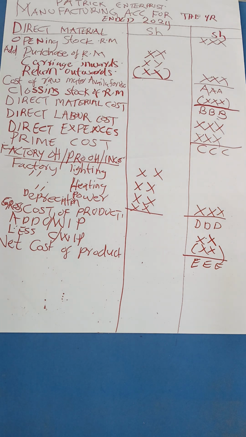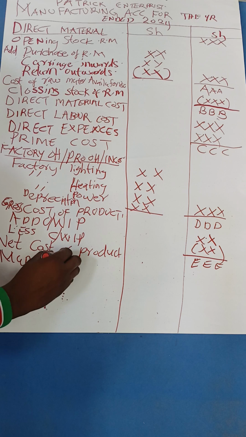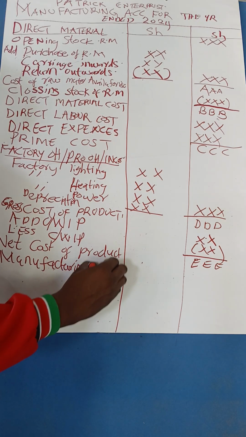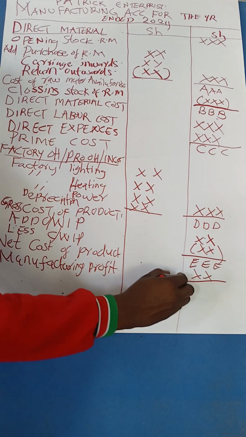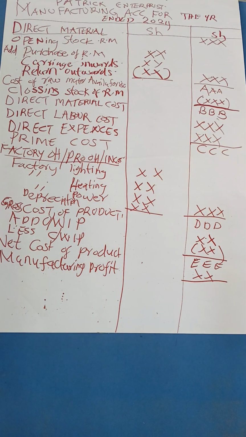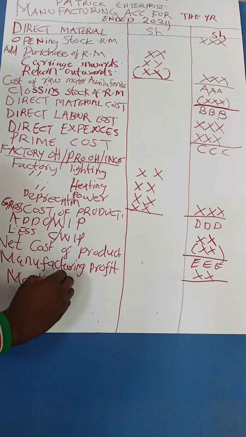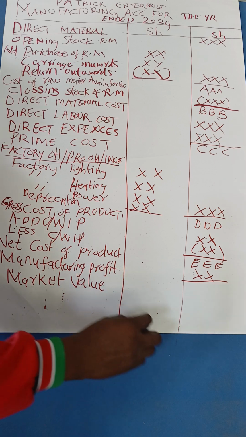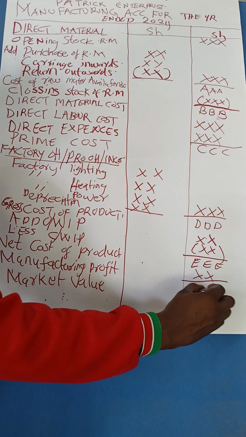Now, what do we do? If you have been given that, just in case, you will have to add manufacturing profit here. The company has decided to determine their profit, so you'll add manufacturing profit here. Then, at the end of the day, you will have what we call market value. You can call this one market value now.